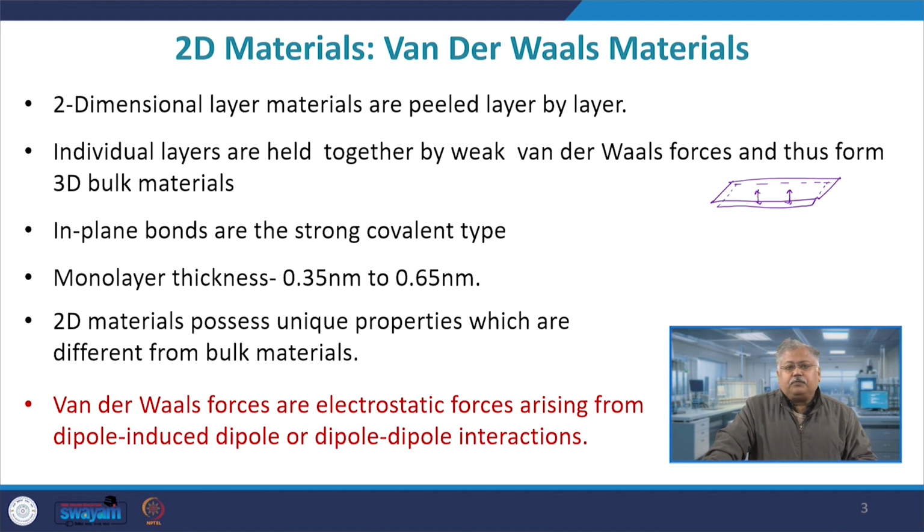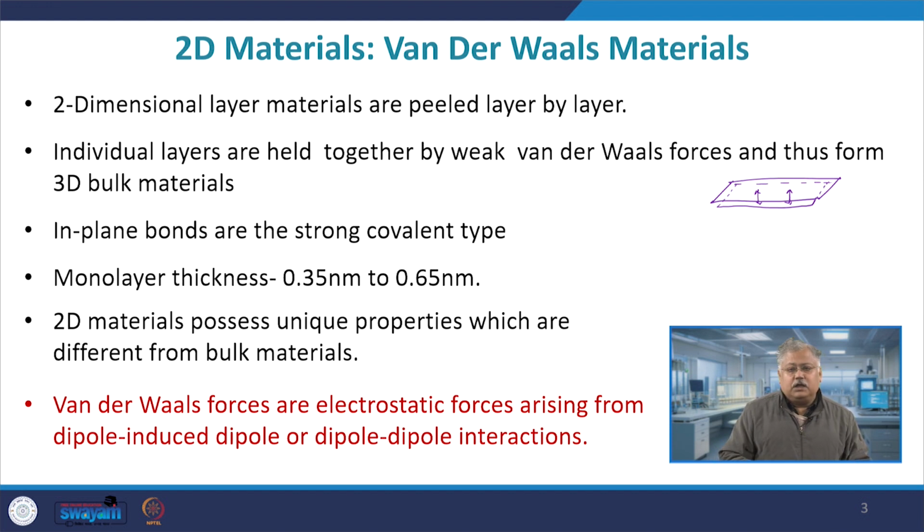Typically the monolayer thickness is of the order of 0.35 to approximately 0.65 nanometers. That is the range of monolayer thickness which you see. And obviously, as I told you, these 2D materials have properties which are very unique and different from bulk materials. However, the van der Waals forces are electrostatic forces which arise from dipole induced dipole or dipole-dipole interaction.